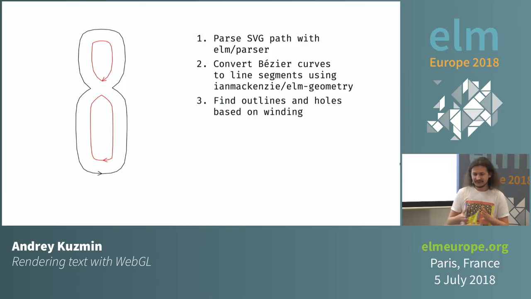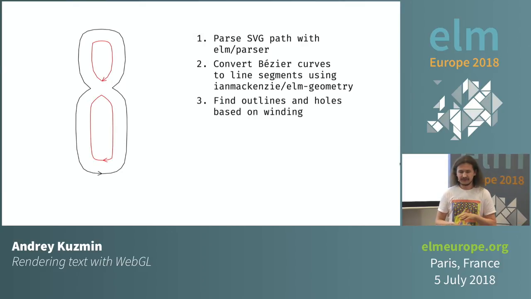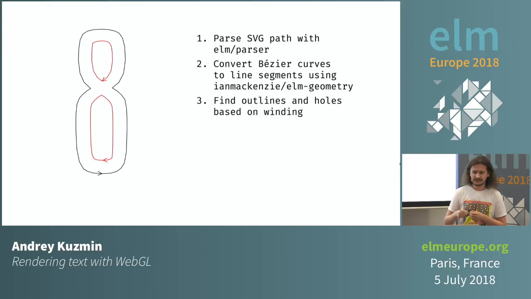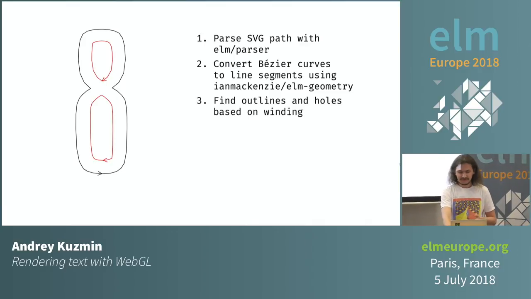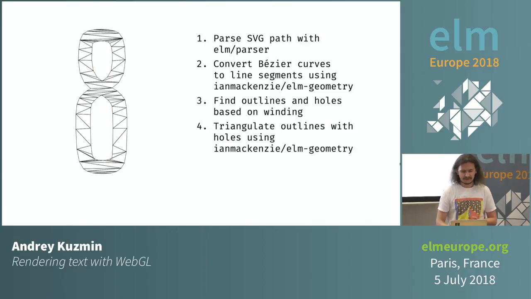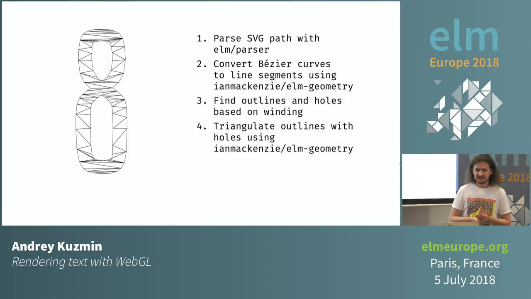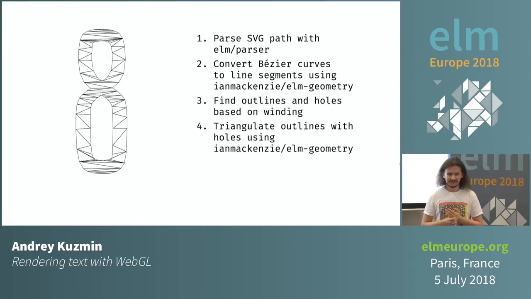Then we have to find outlines and holes, and for this we have to check the winding of the curves. All the counterclockwise curves are outlines, and clockwise curves are holes, at least in our font. And then, again using Elm Geometry, we triangulate, and we get a bunch of triangles that we can easily render with WebGL. So that's about rendering a glyph.